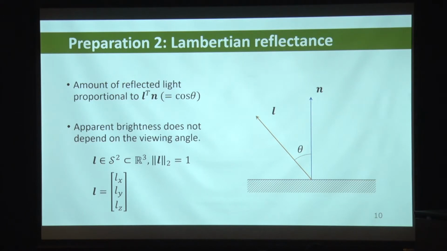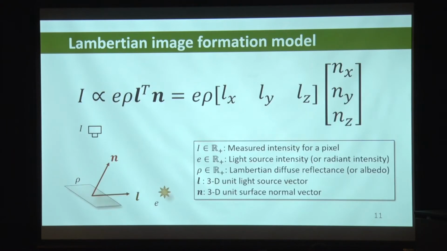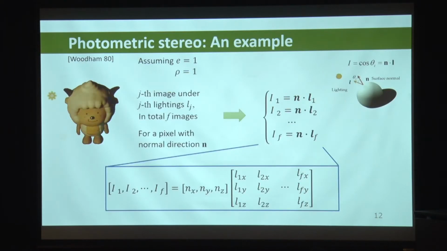Given these representations, Lambertian reflectance means that if light hits the object, it is uniformly reflected in all directions, regardless of your viewpoint. With all these definitions, we can write the Lambertian image formation model. In a forward way, the observed scene radiance is proportional to this equation: the intensity of the light, the albedo, which is the ratio of how much light gets reflected, times the dot product between the lighting and the geometry. Now we can even assume that these scalars are equal to 1.